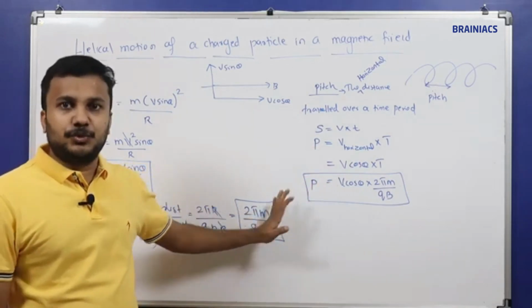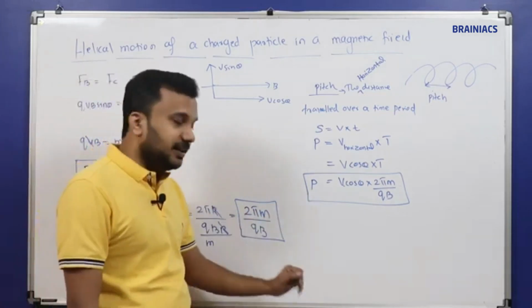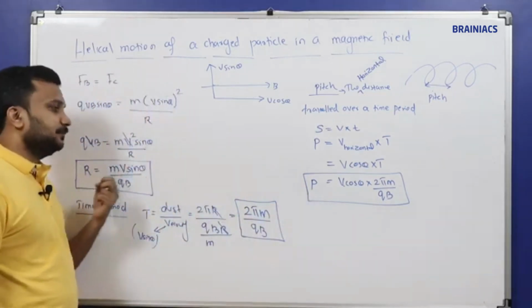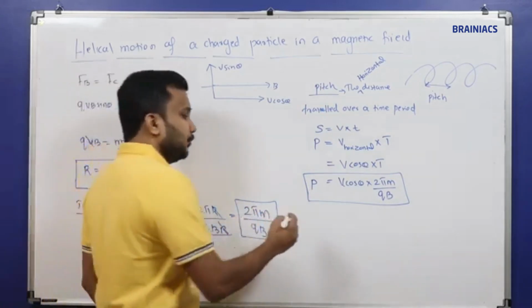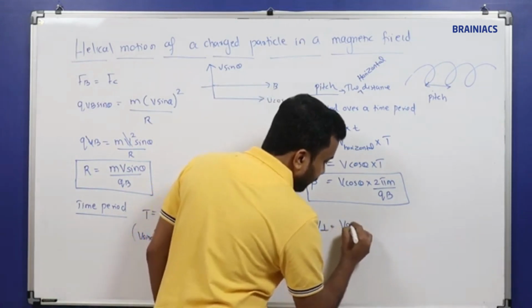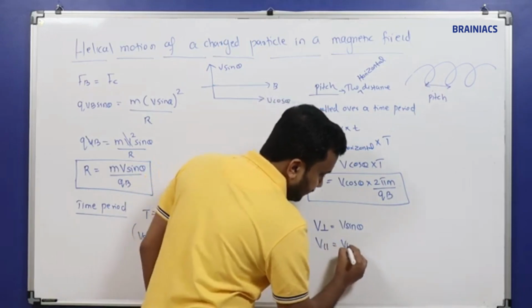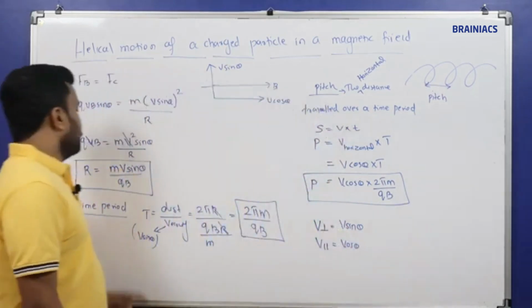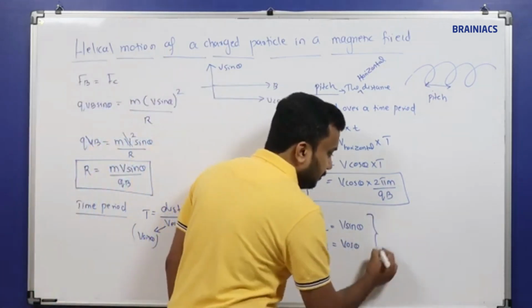If you multiply these two, you will get the term which is called pitch. That's enough. So three terms: radius, time period, pitch. Okay, I have to give two pieces of information here. The perpendicular velocity is v sin theta, and the parallel velocity is v cos theta. So the radius equation can also be written based on this.